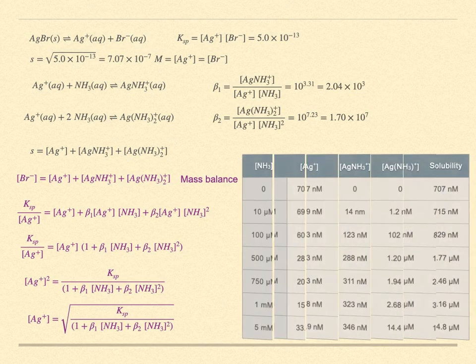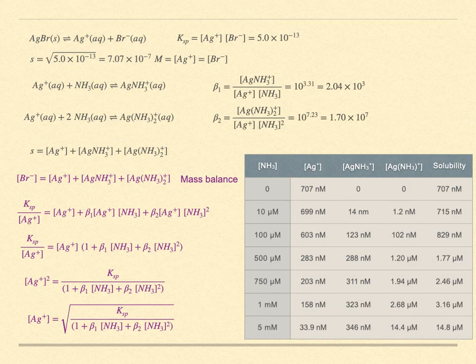This table shows how the solubility increases with increasing ammonia concentration. The first row is for pure water. As the ammonia increases, the free silver decreases at the expense of the growth of both ammonia complexes. Together they indicate an increasing solubility of the silver bromide. The bromide concentration is also equal to the overall solubility.